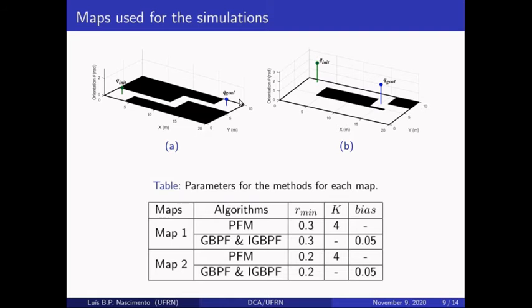Now, in order to simulate the path planning for the smart walker, we defined two maps. The first map presents only one possible route from initial to goal configuration, and it has a narrow passage. And for the second map, we have two possible passages. The first one is narrow, with a short length, and the second one is larger and longer. And in this table, we have the parameter values for the algorithm.